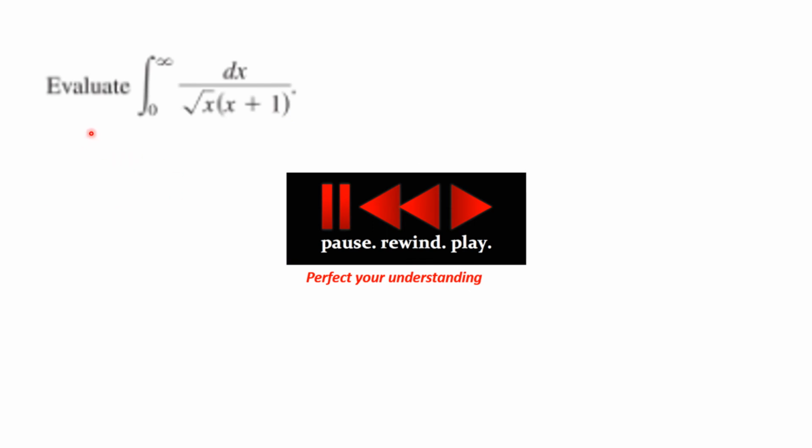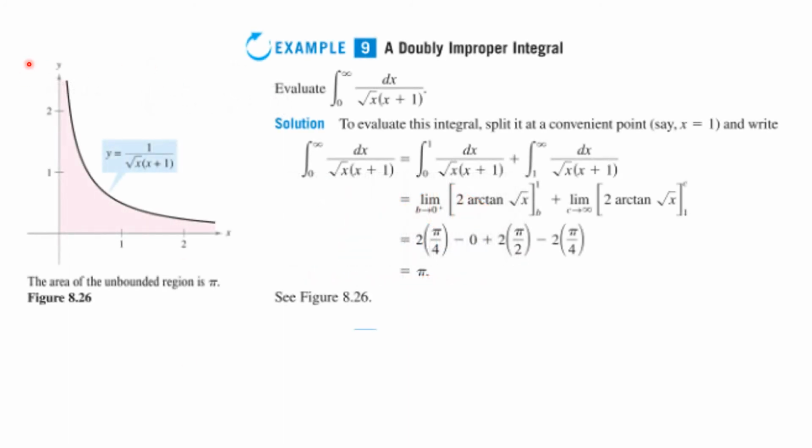Here's another problem. Evaluate the integral from 0 to infinity of dx over the square root of x times x plus 1. You know what to do. Let's see how you did. Let's see again how you did. This is a doubly improper integral. It goes up to infinity here, and the interval is also infinite in length. So we have to split this at a convenient point, and we're going to pick x equals 1.